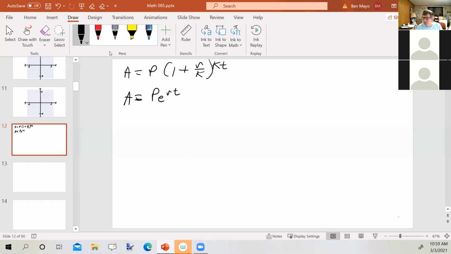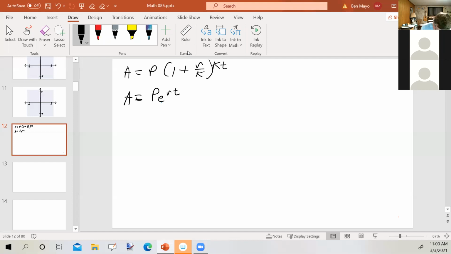Does anybody use Pert shampoo? Anyway, A equals P times e to the rt power. So rt is the exponent on e. It says find A using the formula A equals Pe to the rt, given the following values of P, r, and t. Round to the nearest hundredth.